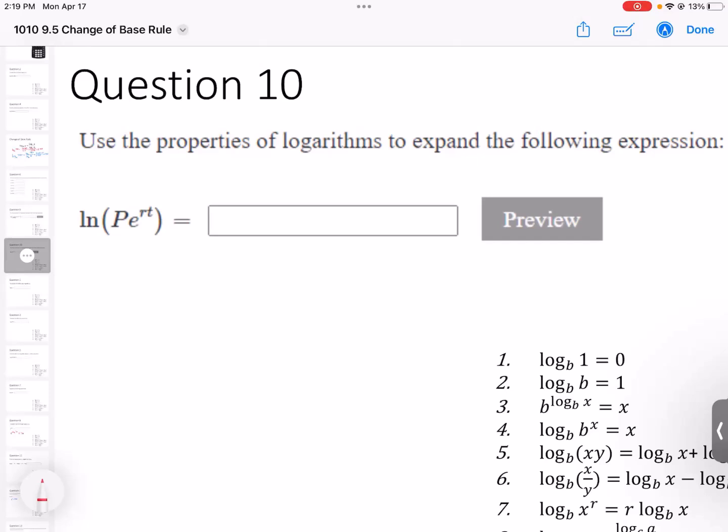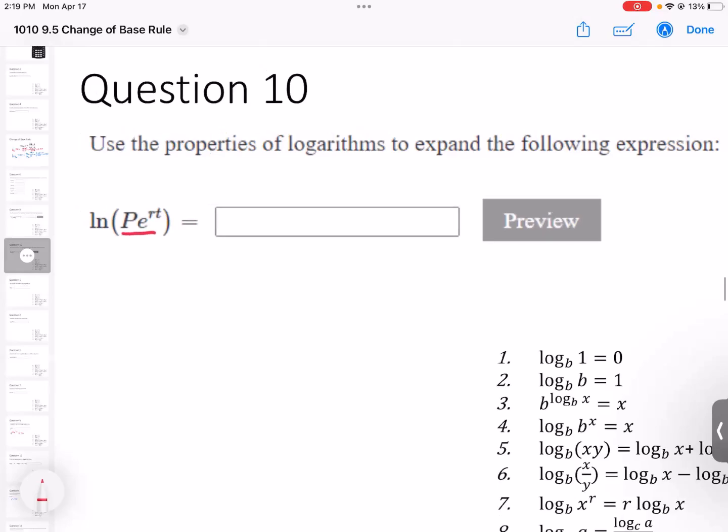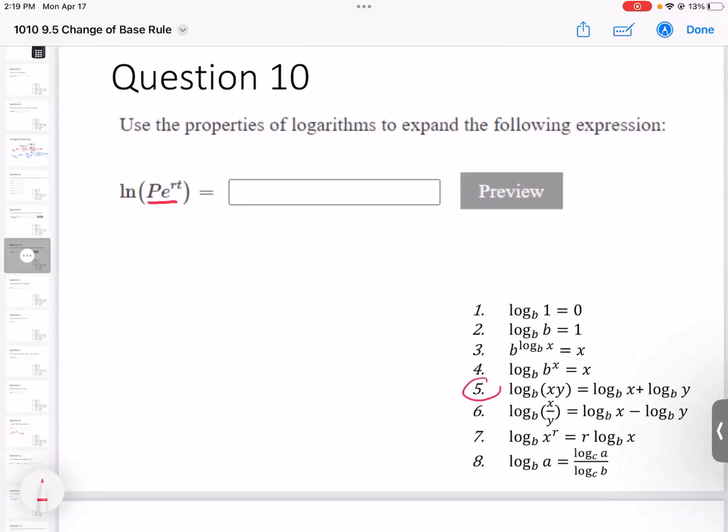So if we want to find the natural log of this, let's look at the structures that are showing up in this. We've got two things multiplied, so we will probably end up using property 5 because P and e to the rt are being multiplied. And then we've also got the exponent where you've got e to the rt. So to simplify this, does this exponent just apply to the e or does it apply to both of them?